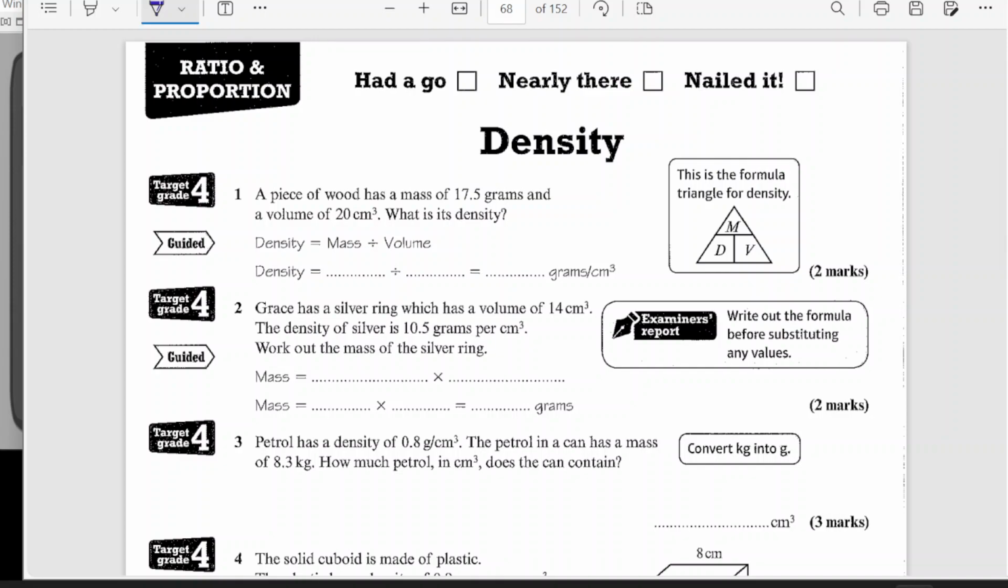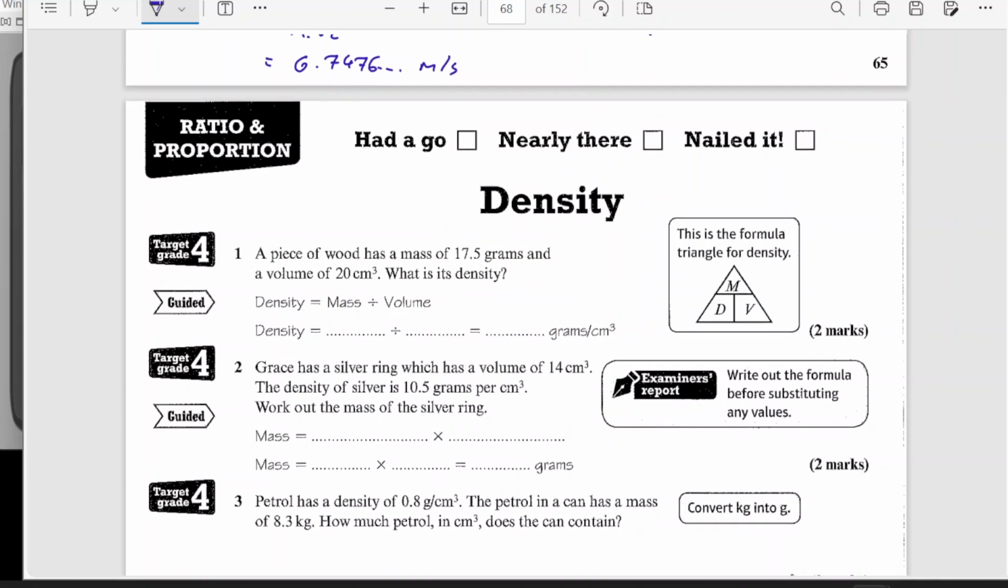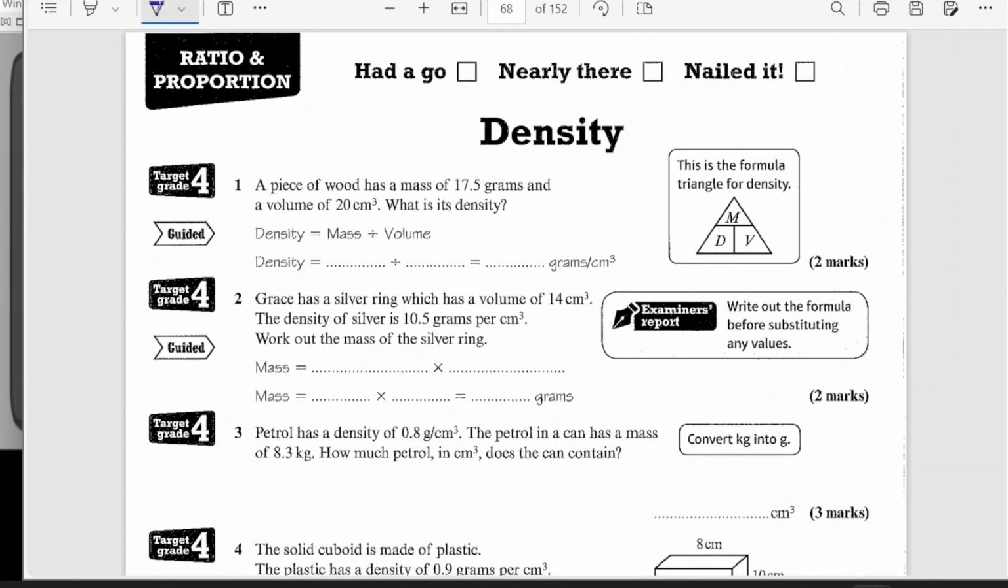Today we're looking at the higher tier revision workbook from Edexcel, and we're looking at density, which is section 66 in their book, or page 66 in their book. And we will kick straight off. So density, obviously we've got a reminder of the density triangle. I remember it as density is mass divided by volume and rearranged, but the density triangle is often used as a kind of scaffold to get you there.